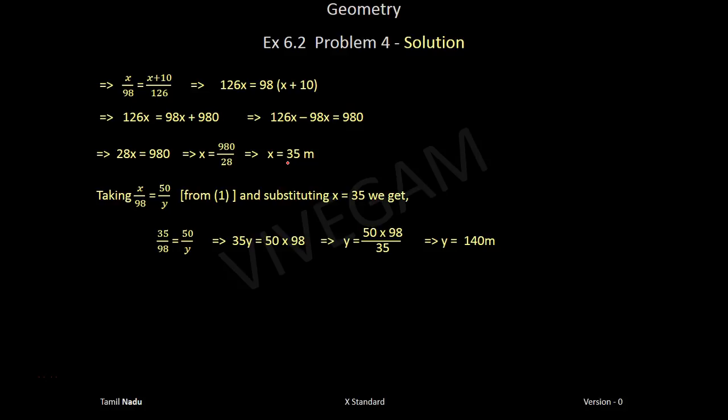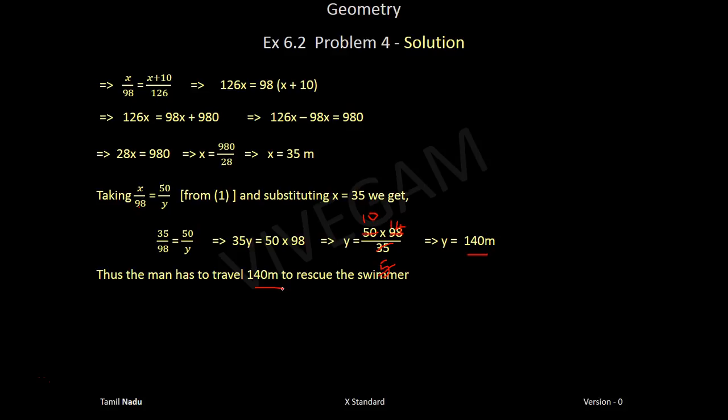Now take the other two parts. So x by 98 will be 50 by y, right? x we just calculated to be 35. So substitute that. So 35 by 98 will be 50 by y, or 35y will be 98 into 50, or y will be 50 into 98 by 35, and 7 will go 5 times here, and 7 will go 14 times, right, and 5 will go 10 times in this. So you will get 10 into 14, that is 140 meters. Therefore the man has to travel 140 meters to rescue the swimmer.